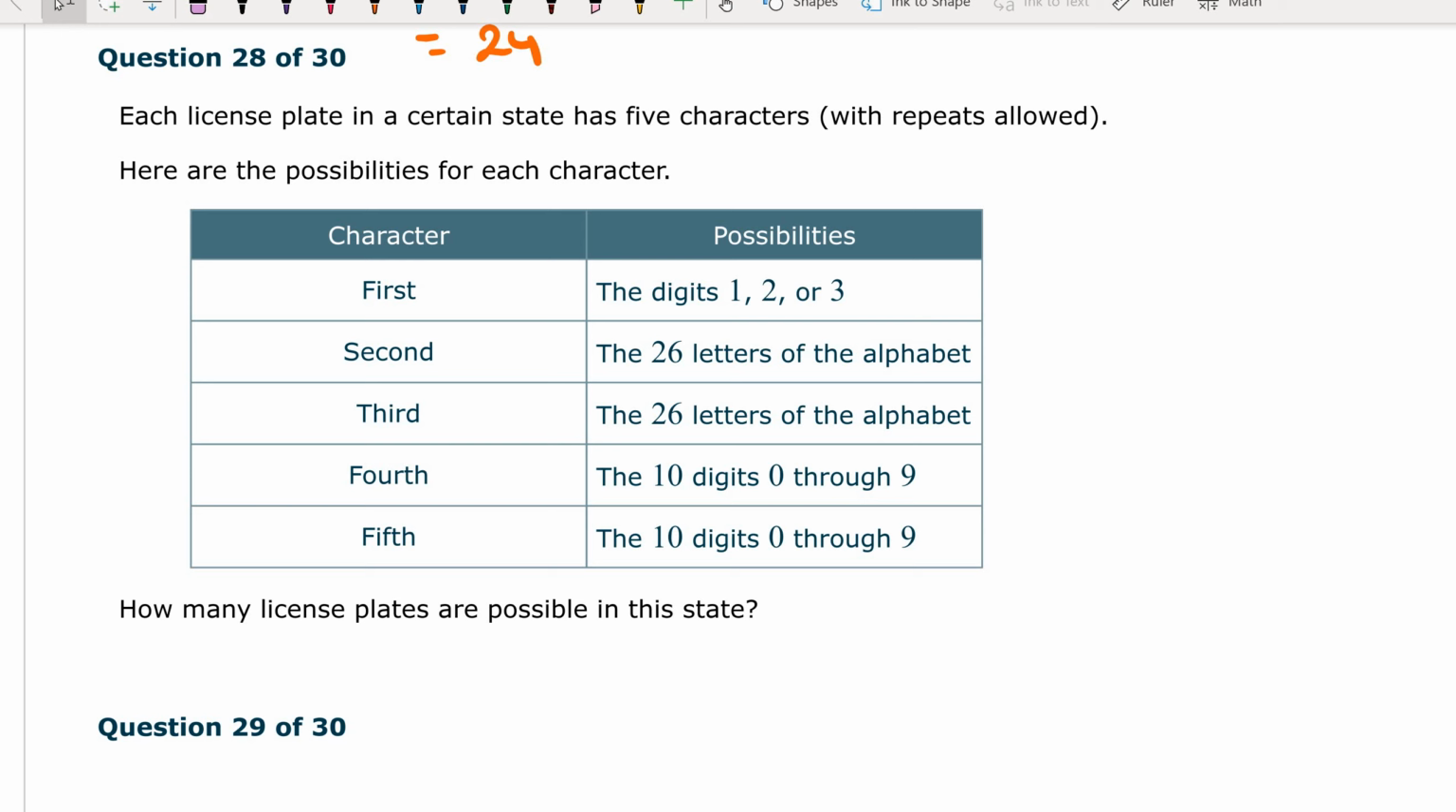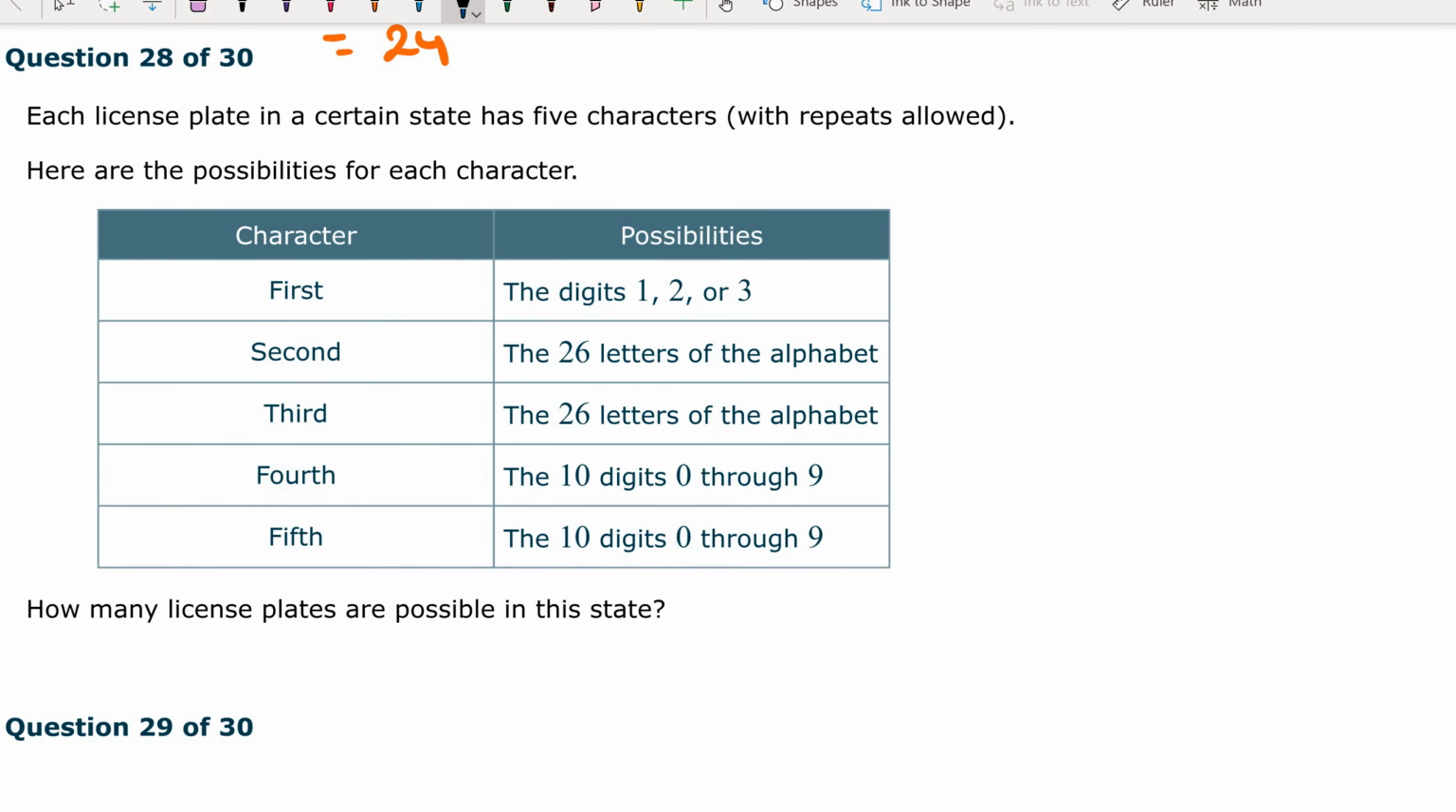Here are the possibilities for each character. The first character is a digit: 1, 2, or 3. The second is one of the 26 letters. The third place is also one of 26 letters. The fourth is one of 10 digits from 0 to 9, and the fifth is also a digit from 0 to 9. How many license plates are possible in this state?